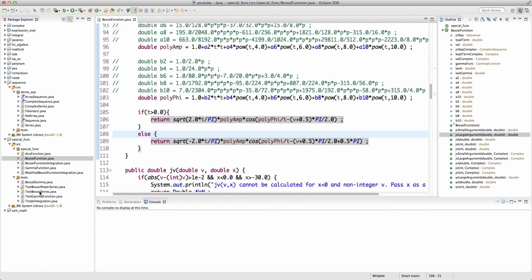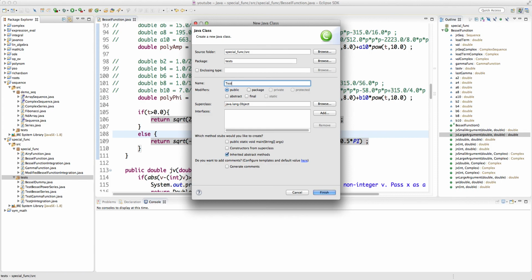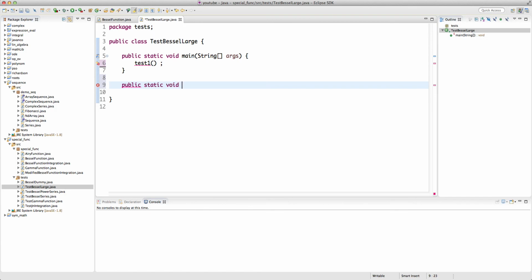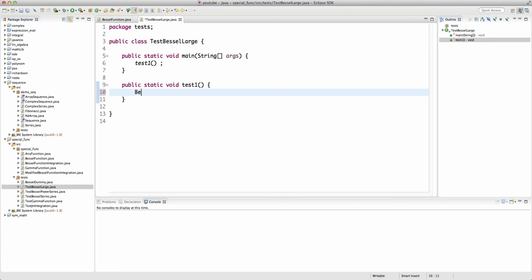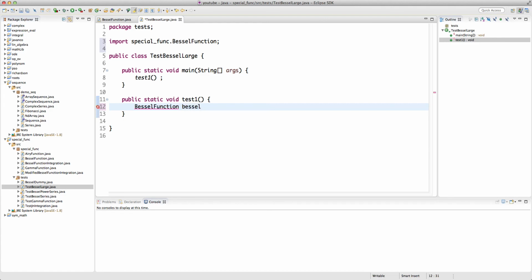So let's create a test class here. Class TestBesselLarge. All right, so here I'm going to create test1, and let's implement test1, public static void test1. Now in test1 I'm going to create obviously a Bessel function object. Bessel equals a new BesselFunction.